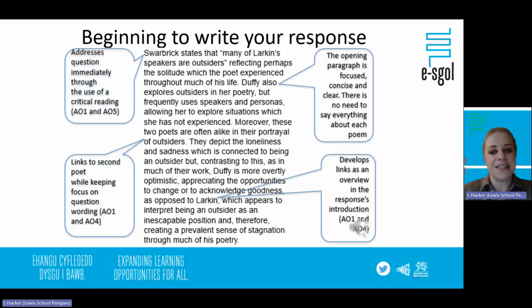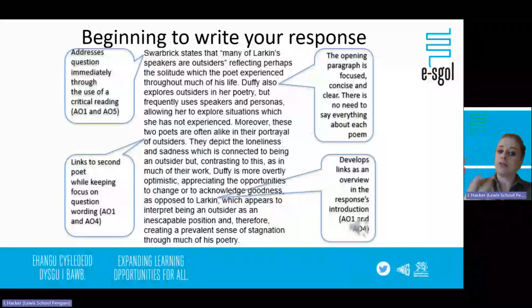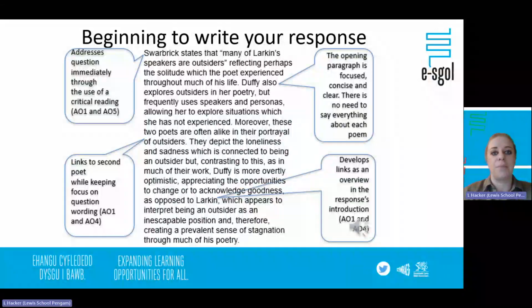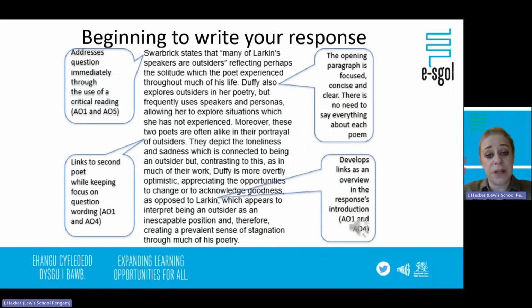And then what the candidate does then is go straight into a connection. Duffy also explores outsiders. Okay, so it's really concise and clear. There's a connection built in there, but frequently uses speakers and personas, allowing her to explore situations which she has not experienced. So again, we've got a connection, we've got a contrast, and a little bit of context weaved in. Moreover, these two poets are often alike in their portrayal of outsiders.